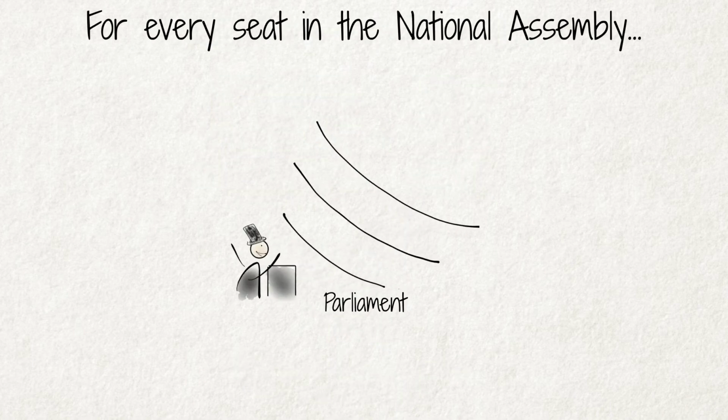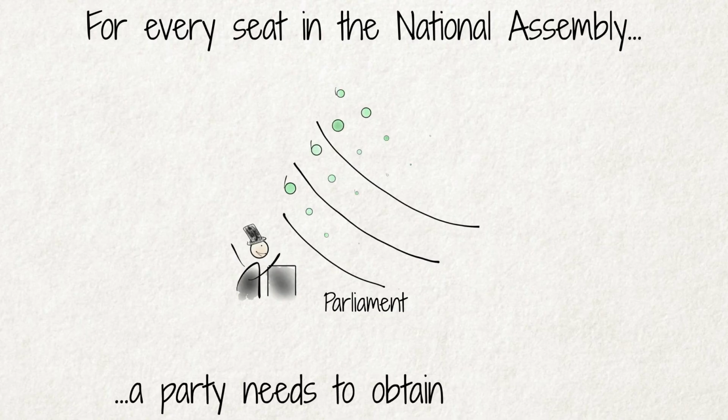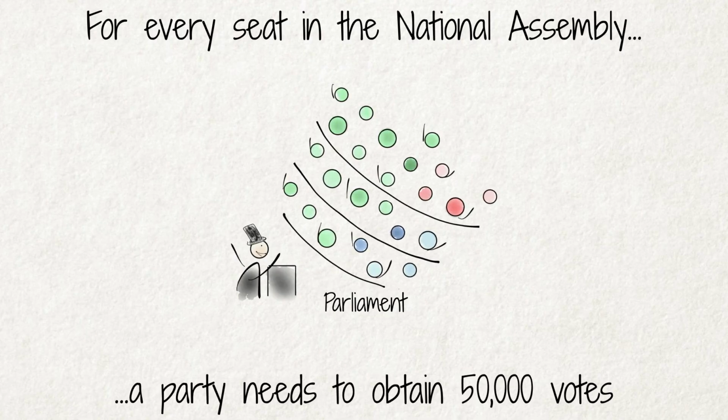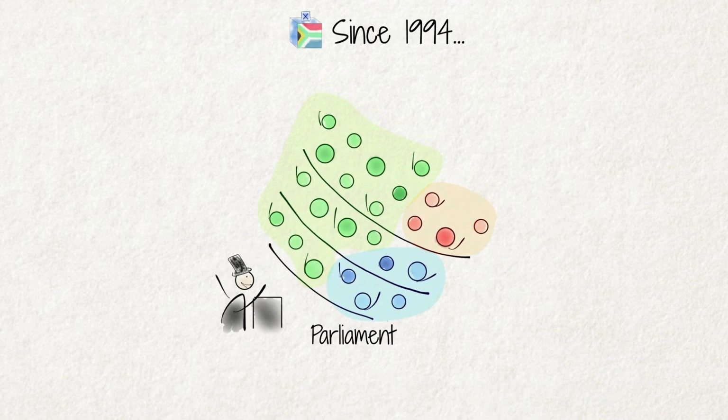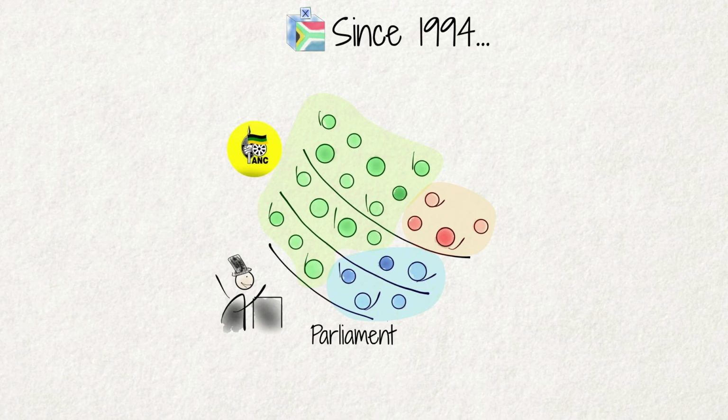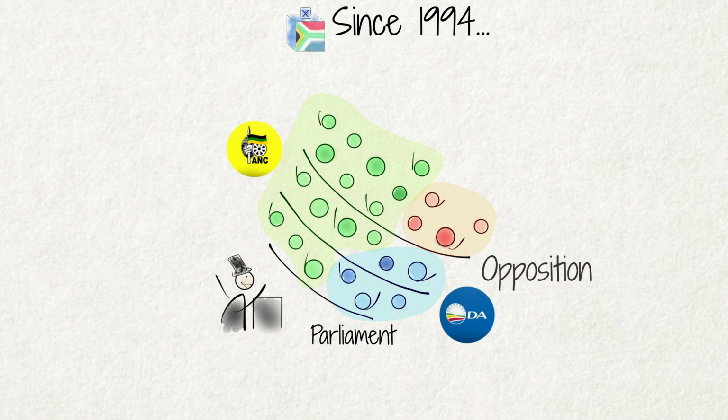For every seat in the National Assembly, the South African Parliament, a party needs to obtain about 50,000 votes. This system allows for smaller parties and therefore minority interests to be represented in our legislature. Since the first democratic elections in South Africa in 1994, the African National Congress, ANC, has always won a majority of the national votes in the country. The biggest opposition party at the moment is the Democratic Alliance, DA.